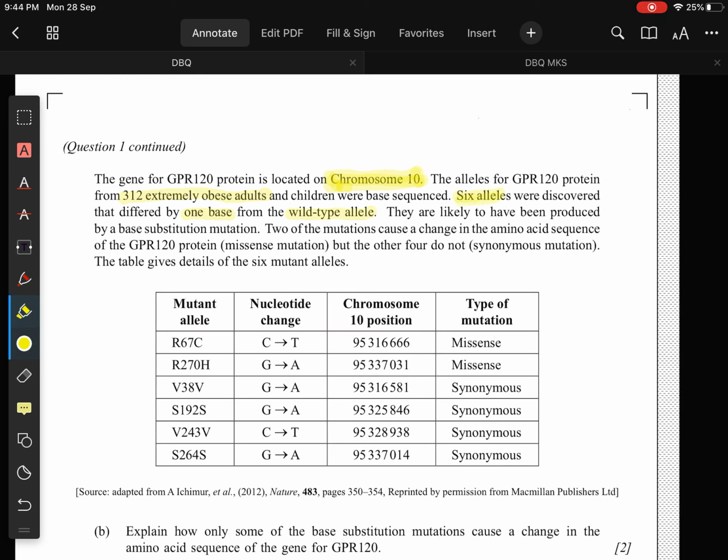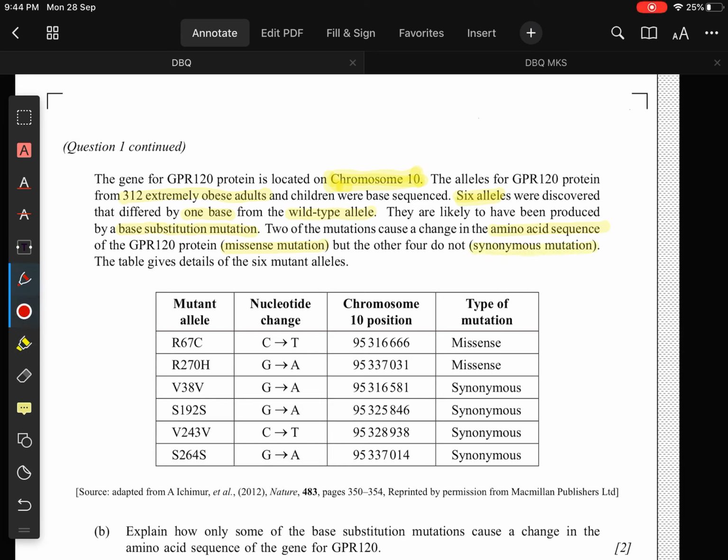They are likely to have been produced by a base substitution mutation. 2 of the mutations cause a change in the amino acid sequence of the GPR120, which is a missense mutation, but the other 4 are synonymous mutations.